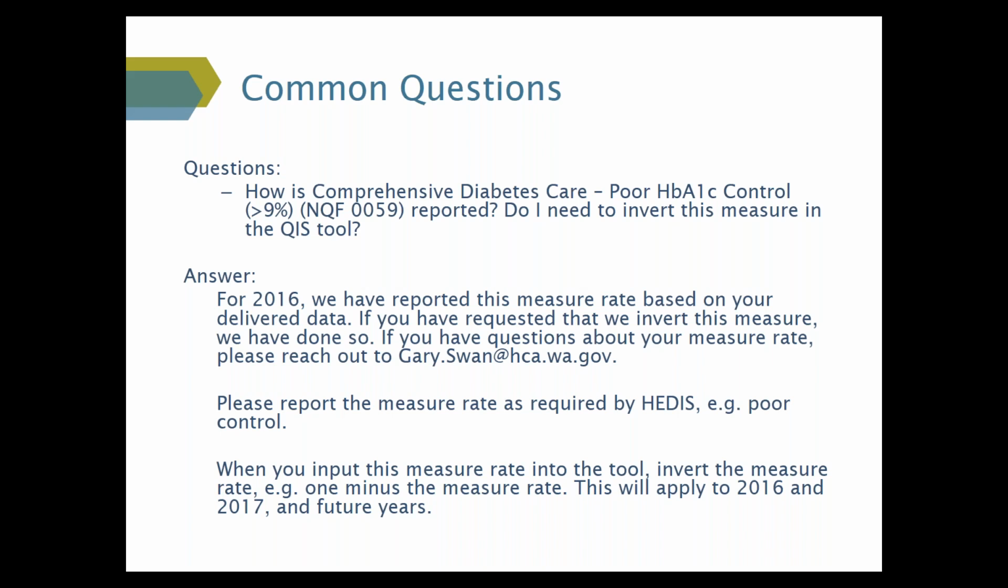For the data that we are asking you to report to HCA, we're actually asking you to report poor control. So we're asking you to not invert that rate through our data reconciliation process, only invert it when you put it into that tool. Essentially, instead of reporting poor control, you'll input good control.